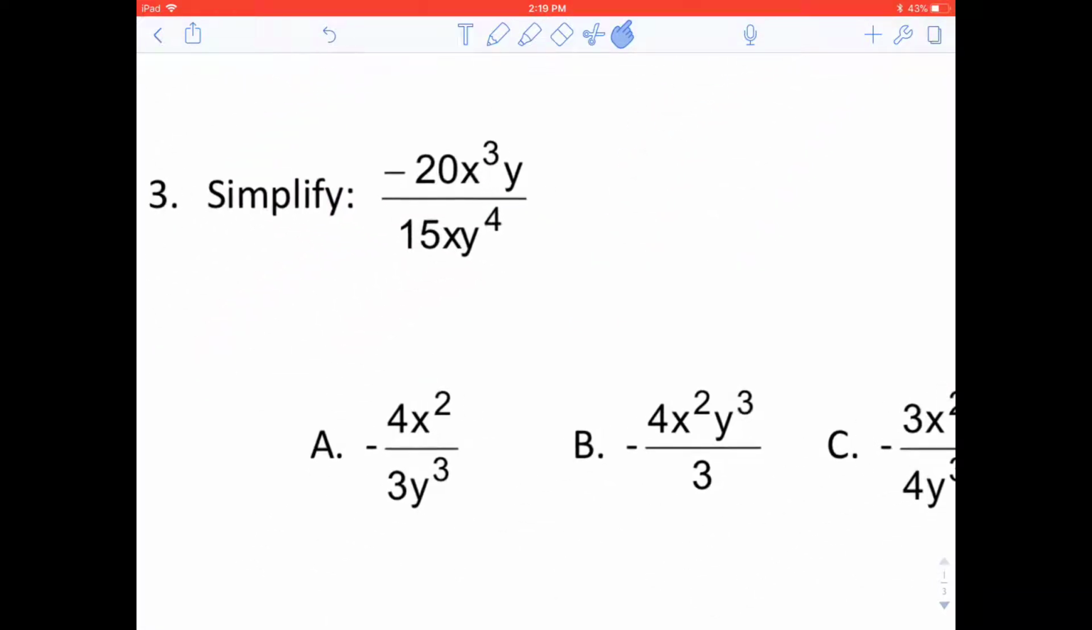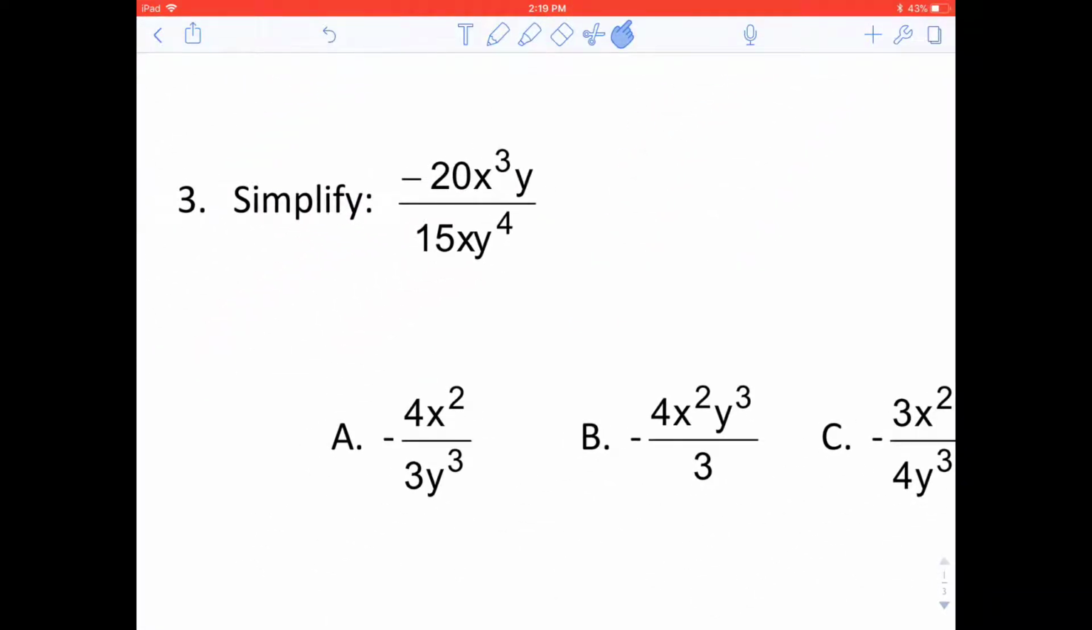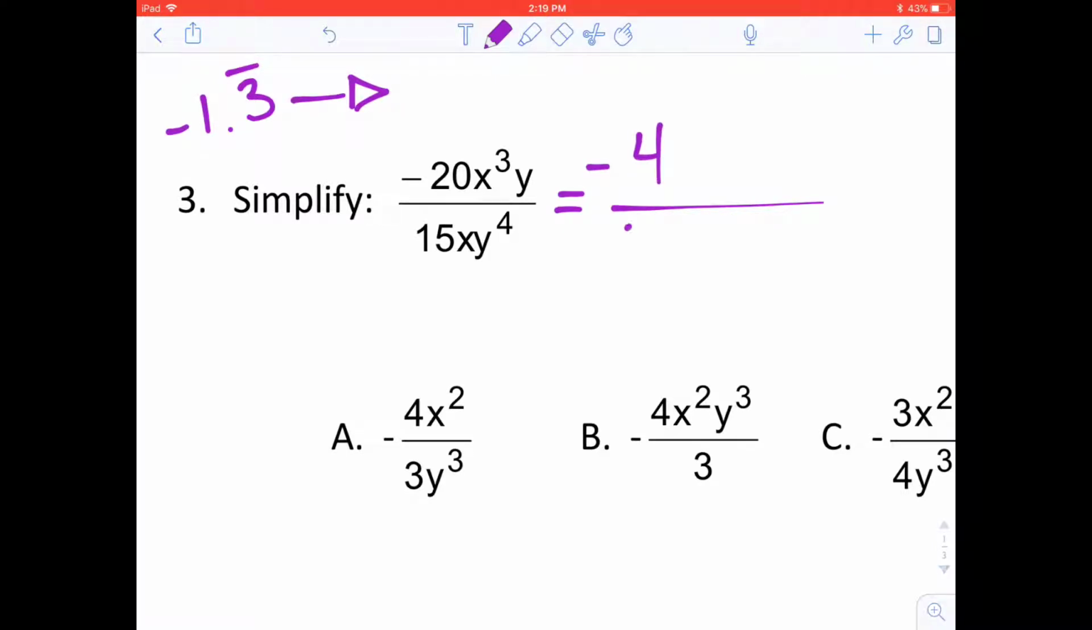Question 3, simplify. First thing we want to do here, let's draw our fraction bar. We're going to take what is -20 divided by 15. Well, if you can't reduce that, you can type in -20 divided by 15 in your calculator and then convert it to a fraction. And if you do -20 divided by 15, you're going to get -1.3 repeating. But when you convert that to a fraction, it's going to be actually -4/3.